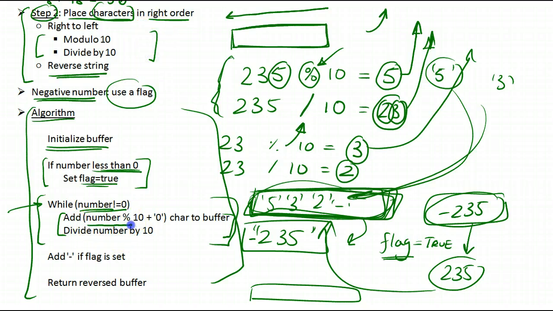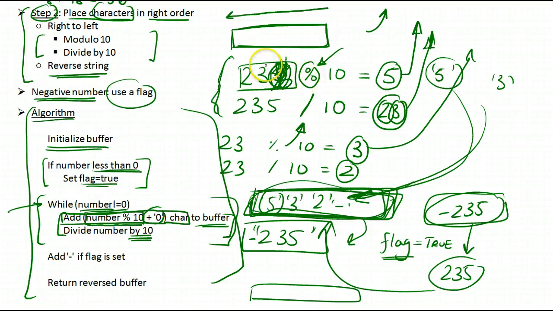So the number modulo 10, to separate it from all the other digits, I want to get only one digit, which is at the far right. And then I will add the character 0, like we described in step 1, to get the character equivalent of that digit. Then I will take that character that I derived and add it to the buffer, like I described in this step. And then I will take my number, supposedly 235, divided by 10, integer division, so I can get rid of that 5 because I already processed it, and I'm left with 23.